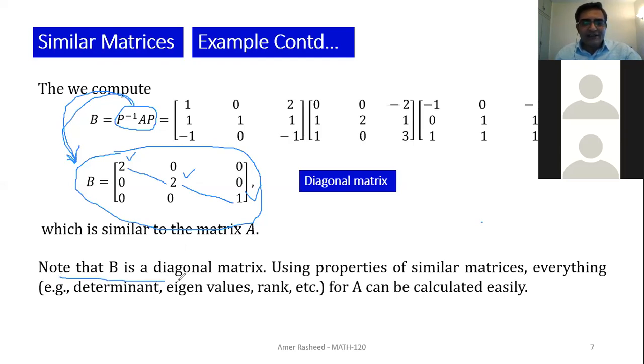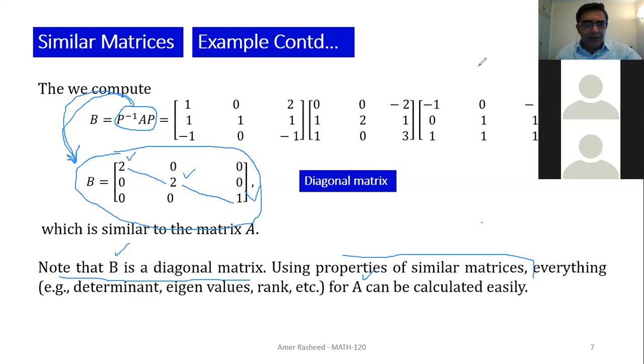So note that B is a diagonal matrix. Using properties of similar matrices, e.g. determinant, eigenvalues, rank, and all the properties of A and B, they have the same. Then by using B, we can find everything for A very easily. I hope you got my point. If you have any question, you can raise your hand. You don't have any question? Should we move forward?